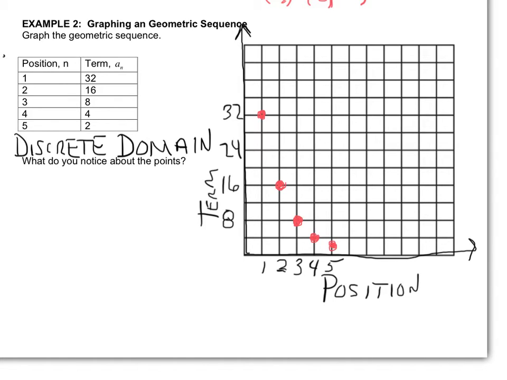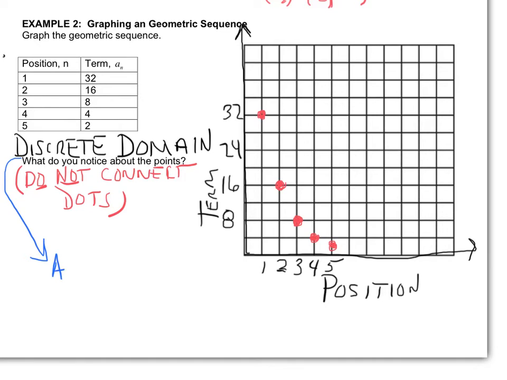Now what you're going to notice here is I'm not going to connect the dots. So we do not connect. And again, that's because we're talking about a discrete domain. But there is something that I want you to notice here. What do you notice about these points? Well, hopefully you're seeing that they appear to curve.